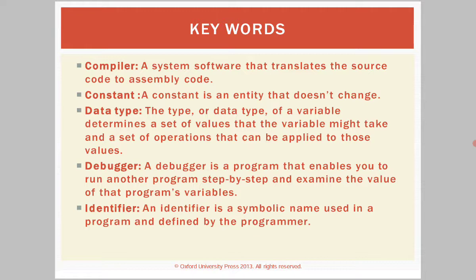What is a constant? A constant is an entity that doesn't change its value during program execution. What are data types? The type or data type of a variable determines the set of values that the variable might take and the set of operators that can be applied to those values. Data types are used to store a variety of data or information in variables in a C program.